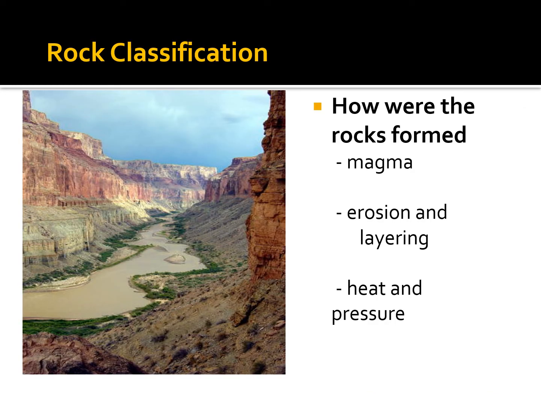So, where do rocks come from? Well, they are formed in the earth when liquid hot magma cools. Once cooled, they can change by erosion, layering, and heat and pressure. Let's talk more about how these change rock.